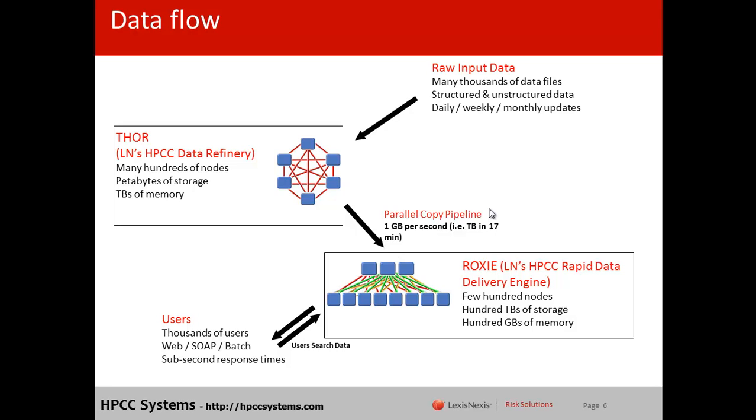ROXIE receives the data, which only has a few hundred nodes, meaning it's also stored in a compressed format, basically for storage and speed. It only uses a few hundred nodes, hundreds of terabytes of storage, and 100 gigabytes of memory. The users from the outside world, finally, using web or SOAP or batch interfaces, can retrieve their data in sub-second response times.